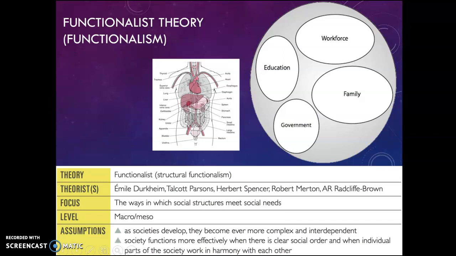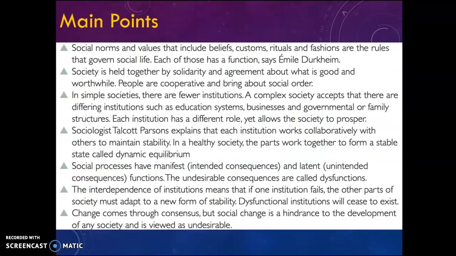Okay, so the next theory is functionalist theory, sometimes referred to as functionalism. So the idea is that it's a way in which social structures meet social needs. And as society develops, these social structures become more complex and interdependent, and they will change as society needs that change to happen. And the idea is that these functions are more effective when there's a clear social order, when individuals know they're part of the society and how they can all work together. You'll notice that this is both a micro and meso level theory.